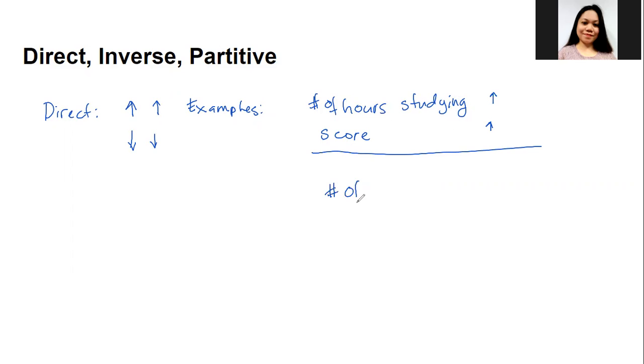number of hours working, and also your salary. So you would think that the more you work, the more you earn, or the less you work, the less you earn, right? Whatever you do on the first part will also happen on the second part.